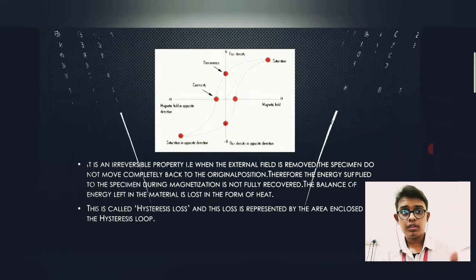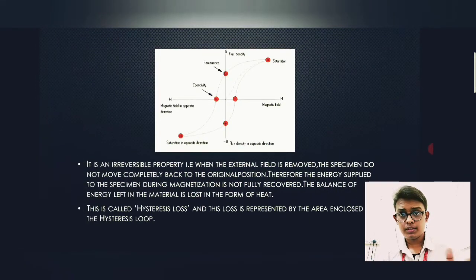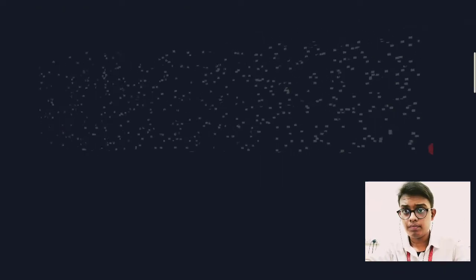This is called hysteresis loss, and this loss is represented by the area enclosed by the hysteresis loop A, B, C, D, E, F, A, which is indicated in the figure. So this is about the BH curve.